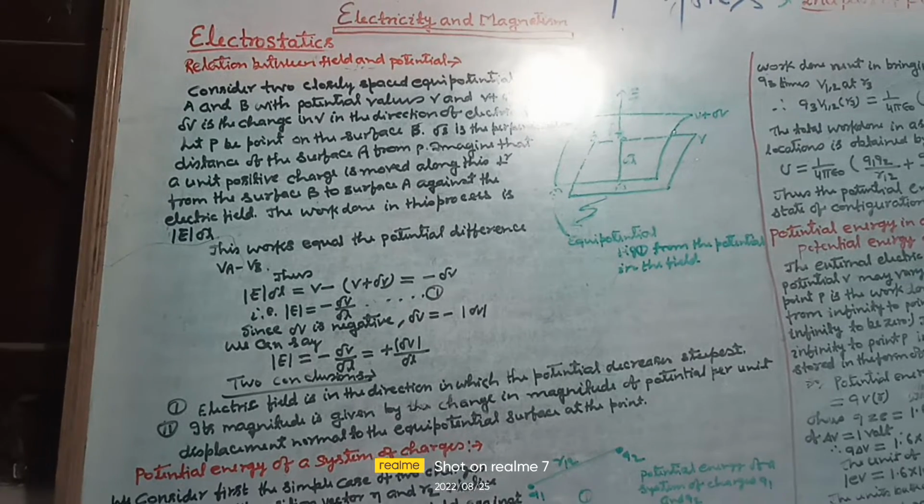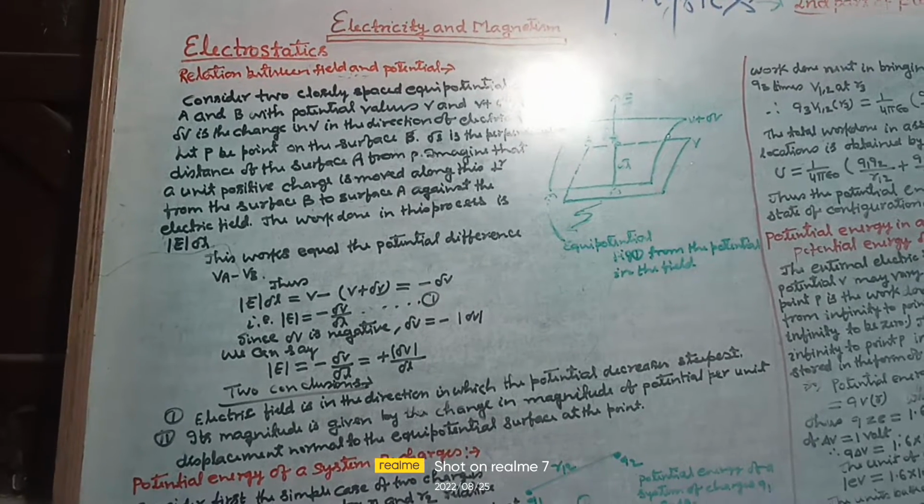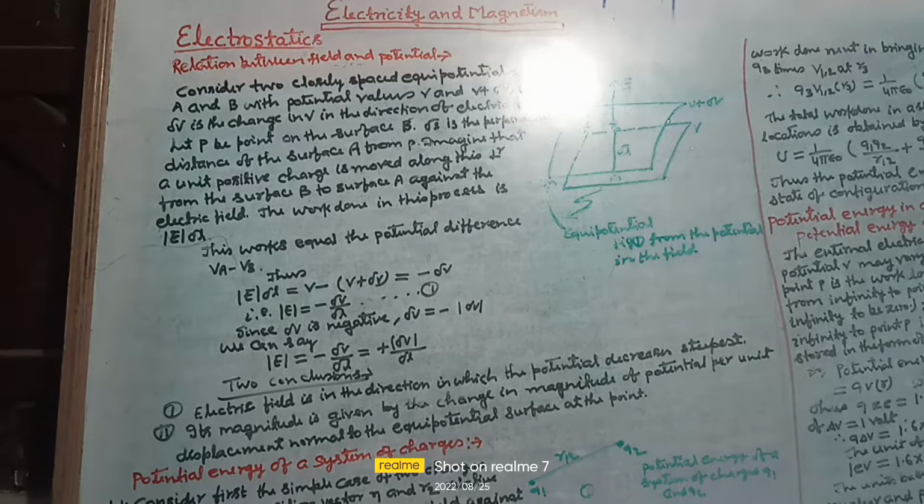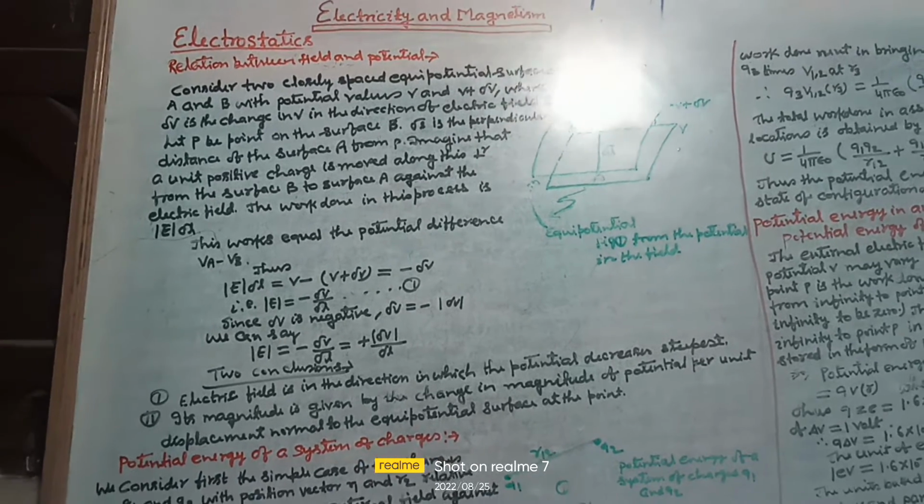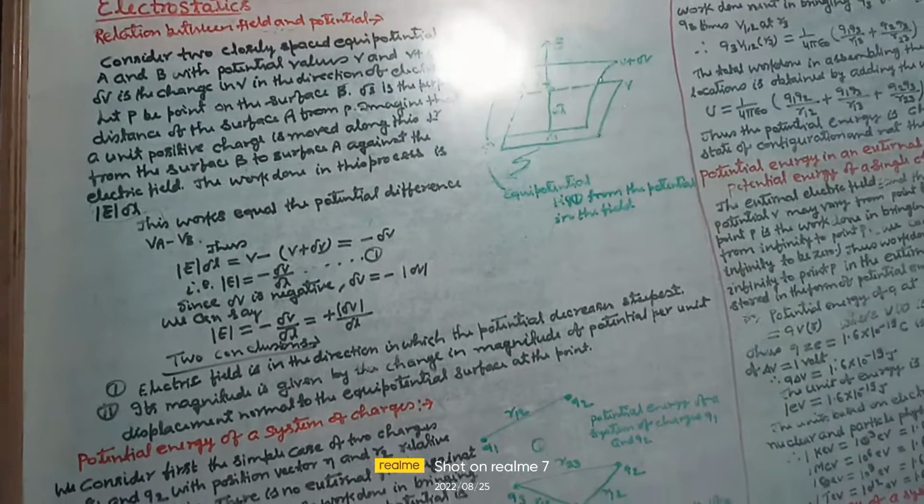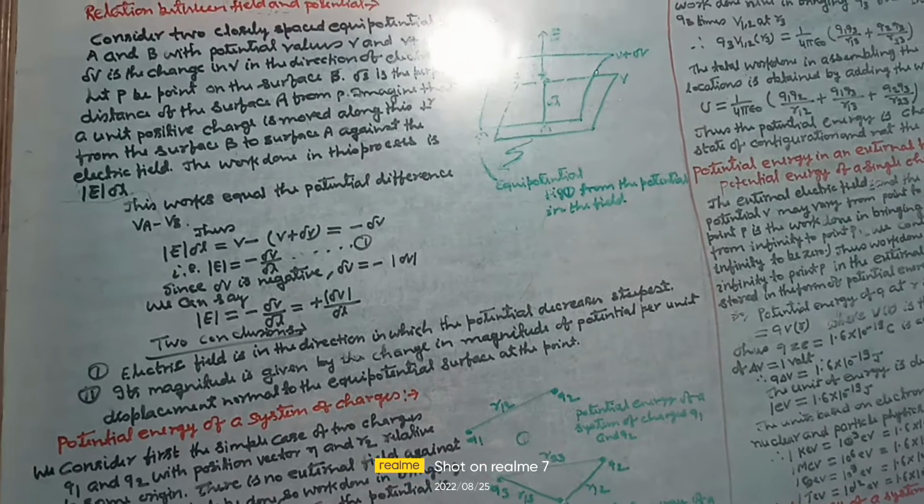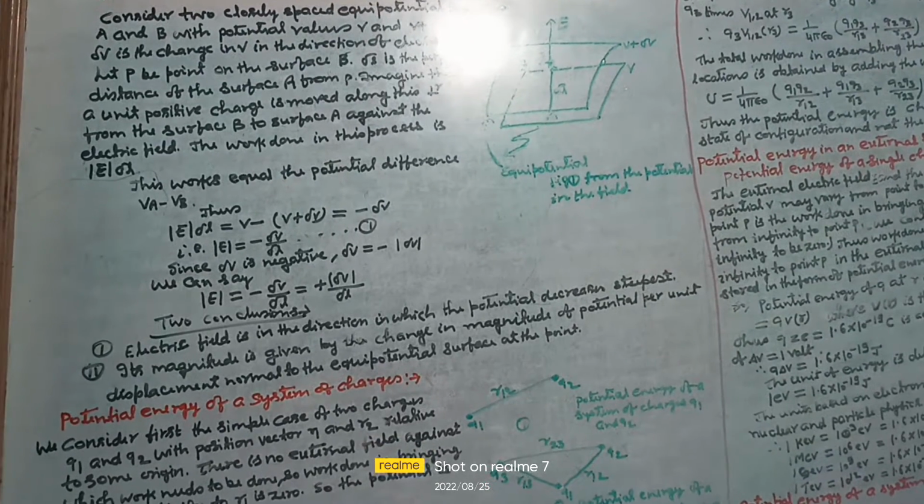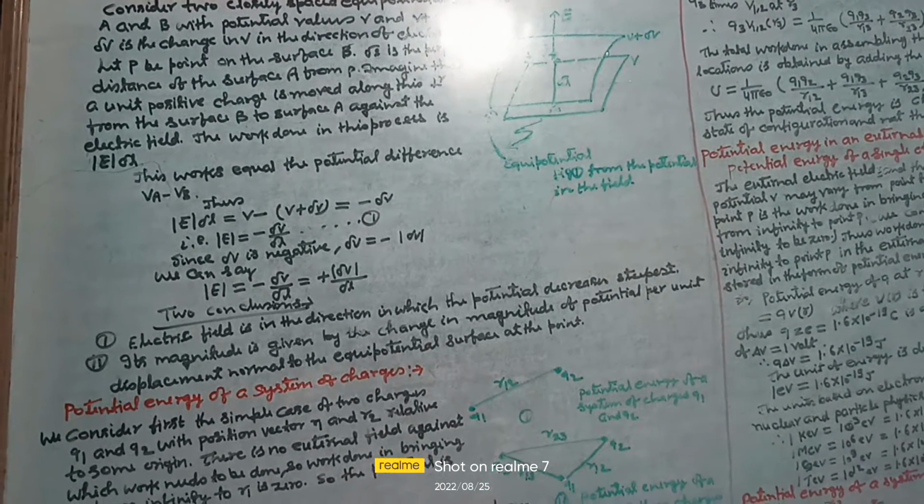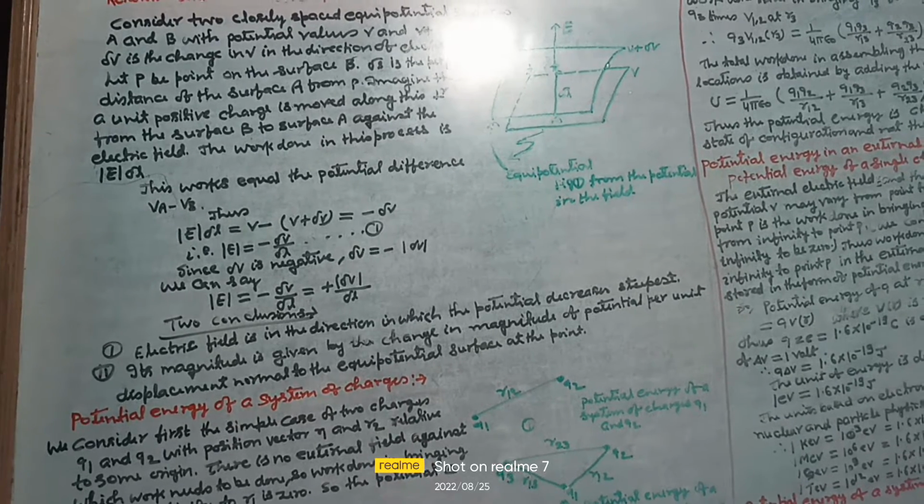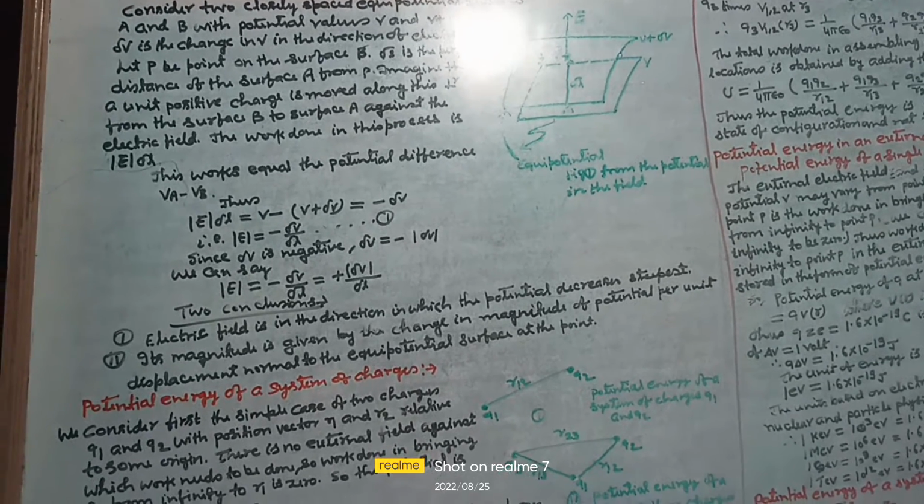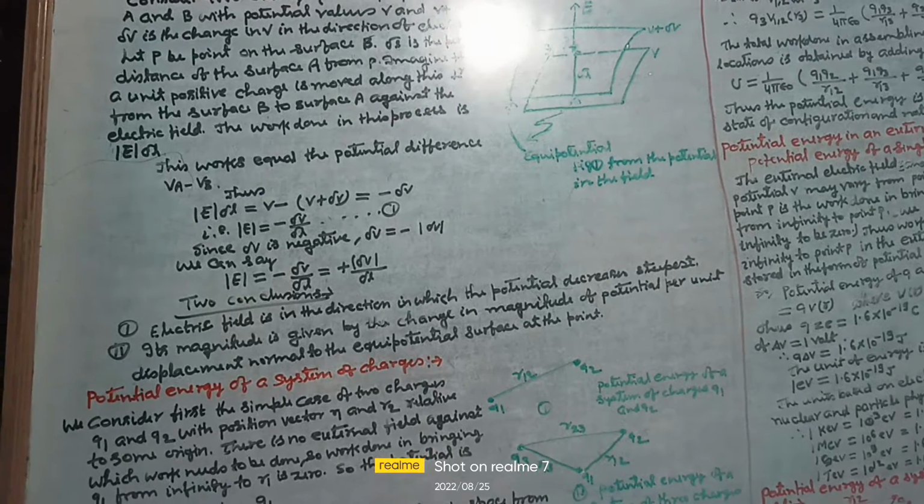Thus, mod E delta L equals V minus (V plus delta V), which equals minus delta V. Mod E equals minus delta V by delta L. Since delta V is negative, we can say mod E equals minus delta V by delta L, which equals plus delta V by delta L.